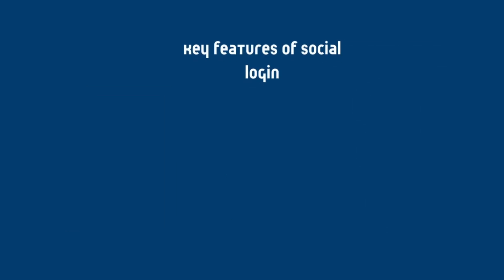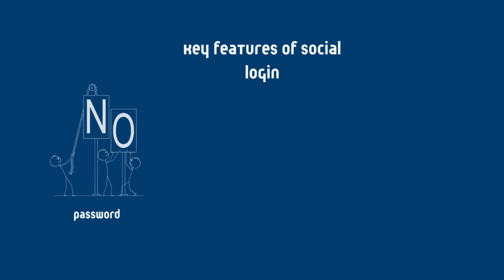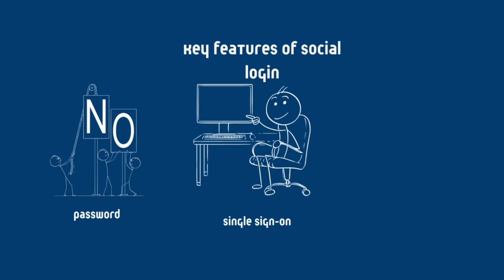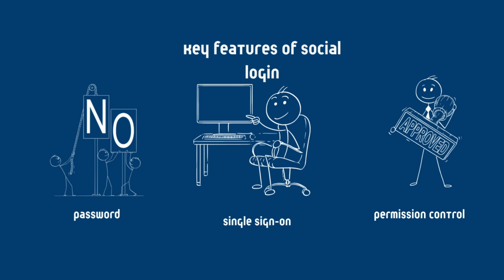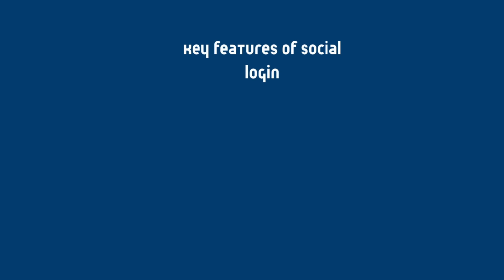So the main key features of social login is that you don't need to create or remember a new password for the app. Your social account handles the authentication. Also, once you've signed in with a social platform, you can use that account to sign into multiple apps or websites without needing to log in again for each one. And lastly, you have control over what data the app receives from your social platforms. Most services let you review and limit the information you want to share.